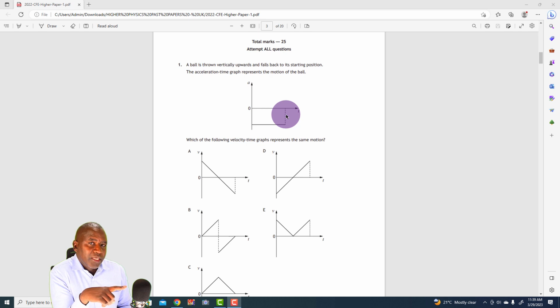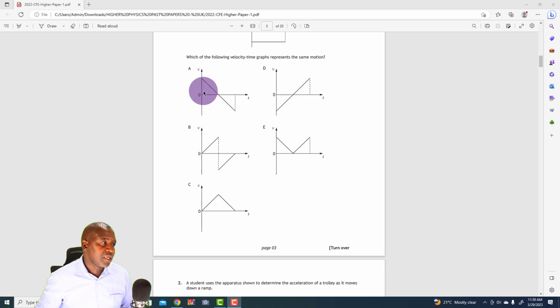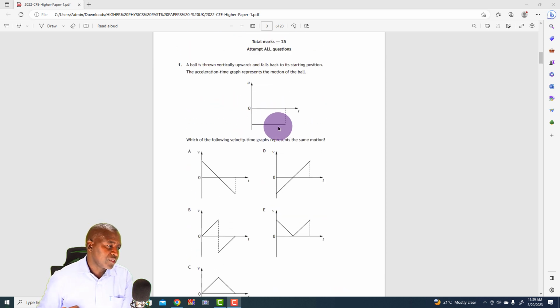The acceleration is uniform and it is negative. When it comes to velocity time graphs, we must remember that the acceleration is given by the gradient of the graph. Number one, the gradient of the velocity time graph must be constant throughout the whole motion. When it is moving upwards and downwards, it has the same acceleration. And next, it must be negative. It must be uniform and negative. When you look at the choices, you can see that the best choice here is A. So that is why I thought this part of the question was very interesting.